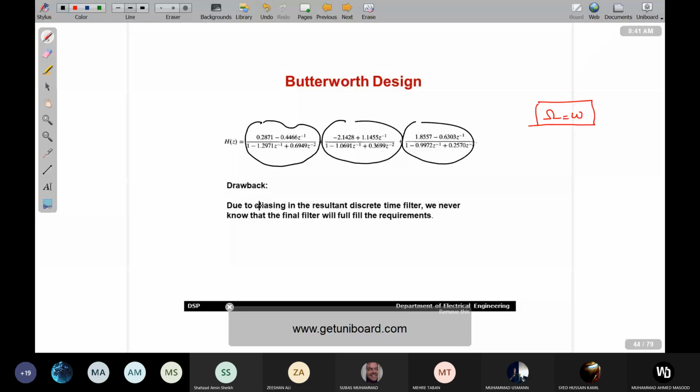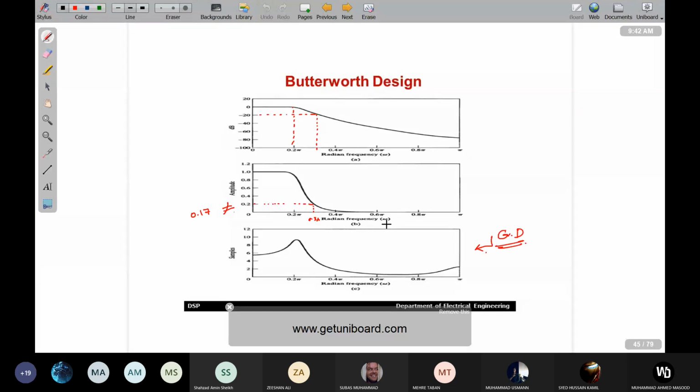अच्छा, now due to aliasing in the resultant discrete time filter, we never know that the final filter will fulfill the requirements, because अभी हमने n is equal to 5.88 से n is equal to 6 किया था, 6 करने के बाद उसको इक्वेशन नंबर 3 में पास किया था, सो दैट कि हम स्टॉप बैंड में बेहतर परफॉर्म कर सकें, बट स्टिल क्योंकि एलियासिंग इशू आईआर फिल्टर के साथ इनहेरेंट है, सो स्टिल वी डोंट नो कि क्या हो रहा है. सो लेट्स सी द परफॉर्मेंस.